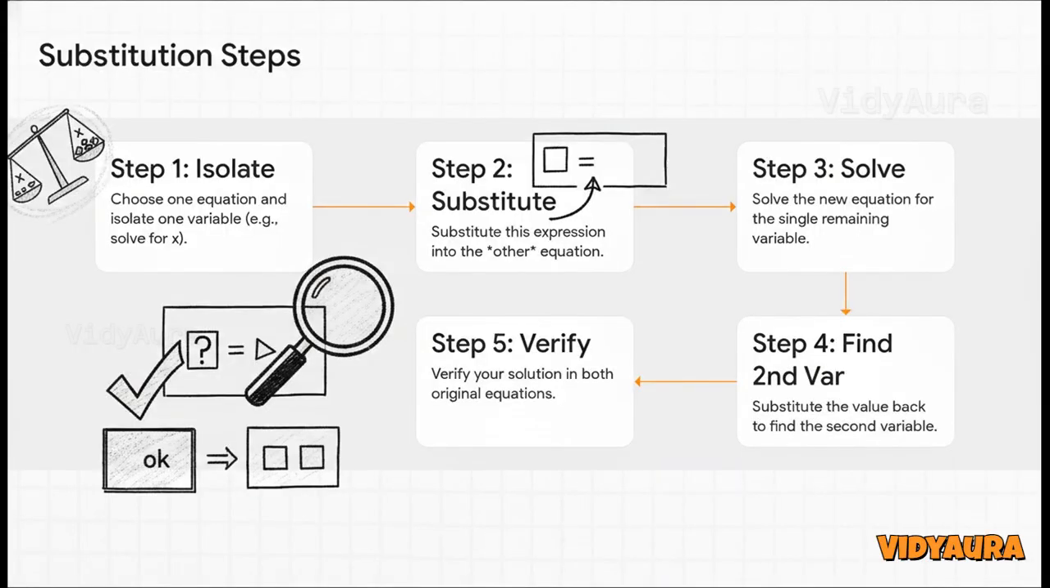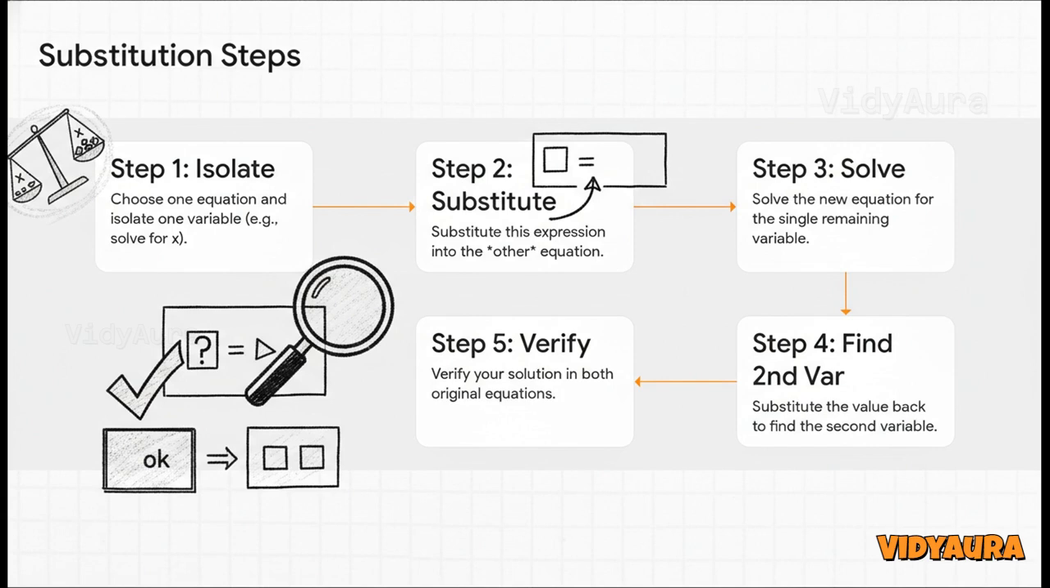1. Pick any equation, and get one variable all by itself. 2. Take what you just found and plug it into the other equation. 3. Hey, look, you've now got a simple equation with just one variable. Solve it. 4. Use that answer to go back and find the value of the second variable. And 5, this is always a smart move, double-check your answer in both original equations, just to be sure you nailed it.